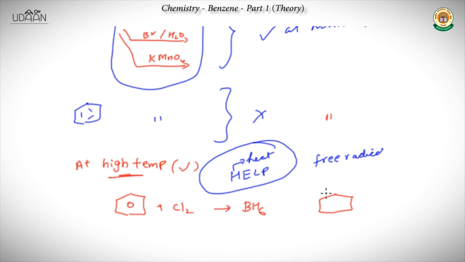I'll draw out the structure for you if you want. It's basically a 6-member ring. You have lost all the double bonds here on the benzene, and instead of double bonds you have got chlorines, which are Cl, Cl, Cl, Cl, Cl, Cl, and also you have hydrogens initially, one each on one carbon. So this is the structure of BHC, which is C6H6Cl6.